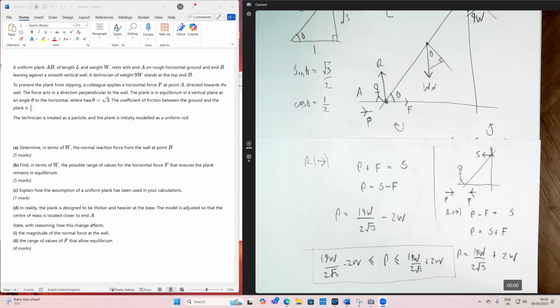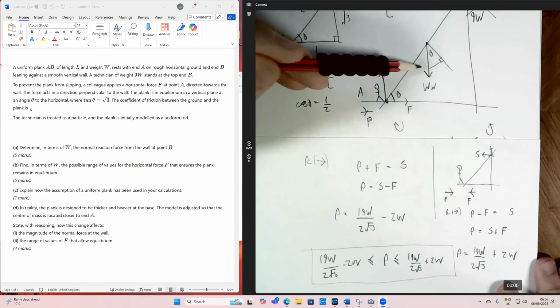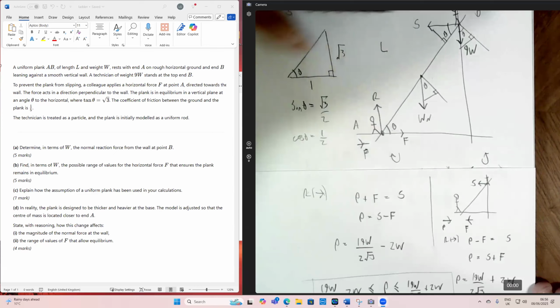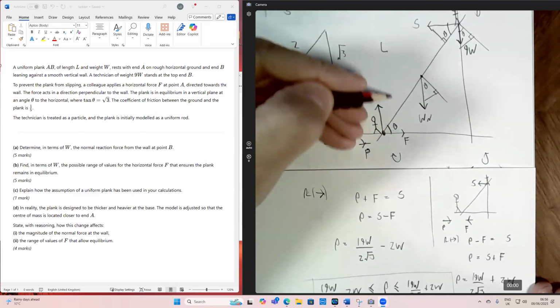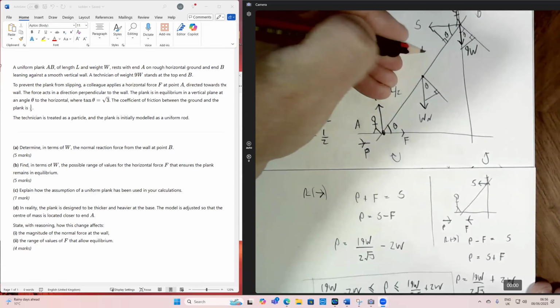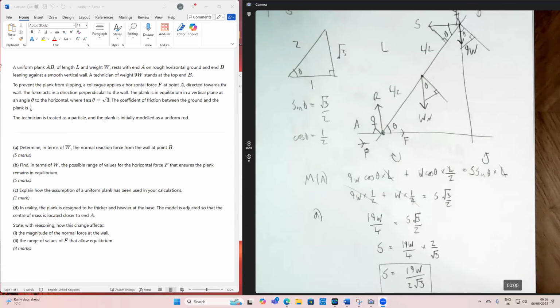Okay, now part C, it says explain how the assumption that a uniform plank has been used in your calculations. Well, that's just that we're assuming that the weight is acting at the center of the plank. So because it's a uniform plank, we're assuming that the weight is acting halfway, in other words, L over 2. So that's how we've used that assumption.